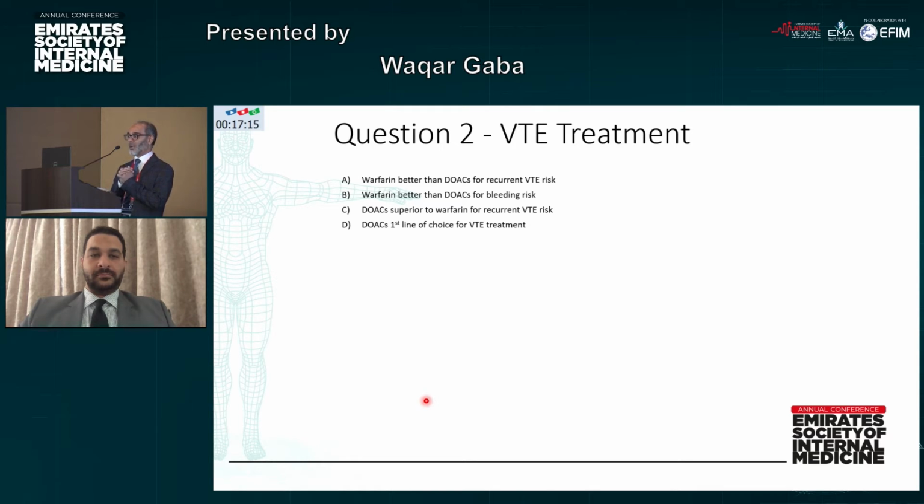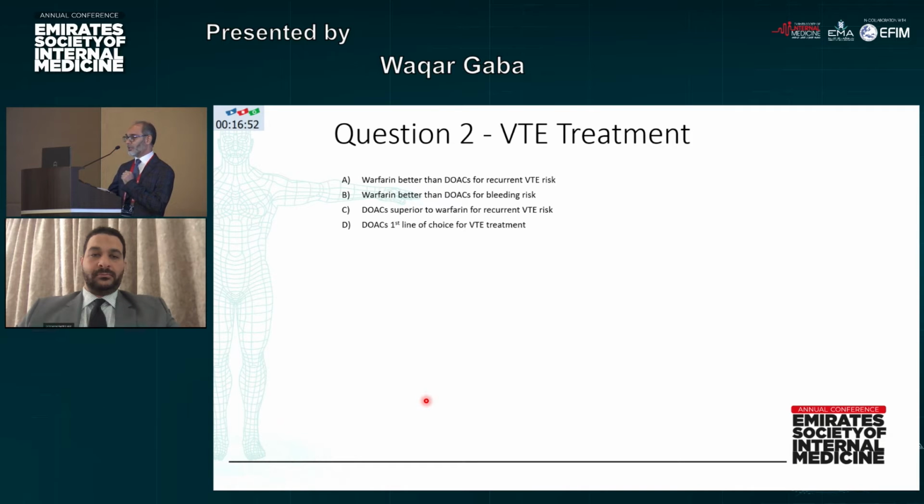So raise hands for A. No raised hands, okay. Raise hands for B. Raise hands for C. So there are a few hands that DOACs are superior to warfarin for recurrent VTE risk. We'll come to that in the next few slides. And raise hands for DOACs as the first line choice for VTE treatment.